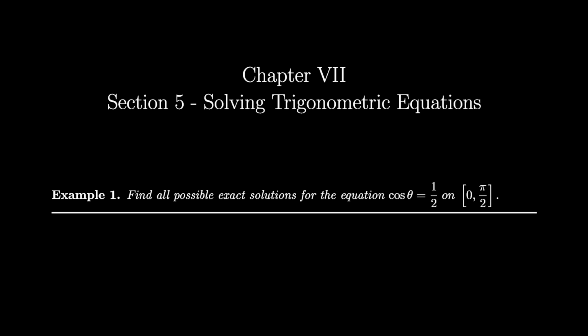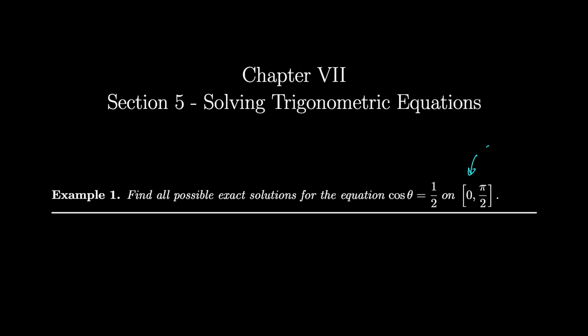So this one says, find all possible exact solutions for the equation cosine theta equals 1/2 on 0 to pi over 2. Now we say all possible exact solutions. That means please leave the root 2's in there. That means do not put in decimals. So let's find all possible exact solutions for the equation cosine theta equals 1/2 on 0 to pi over 2.